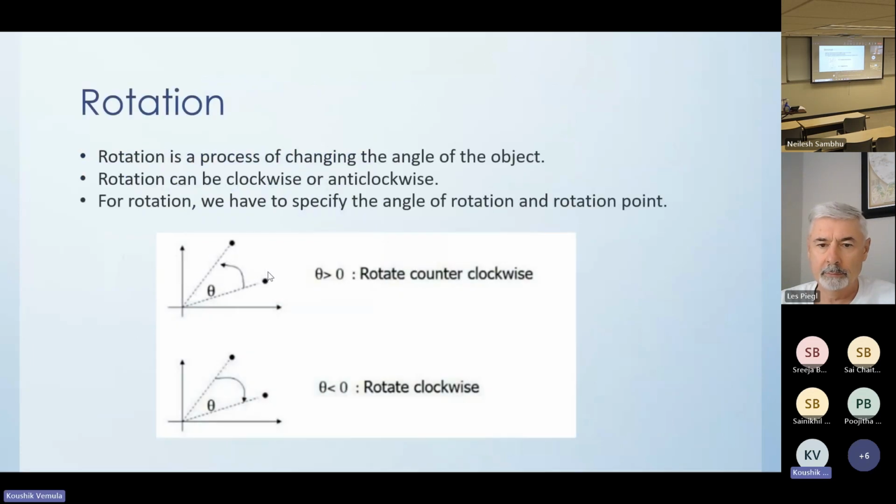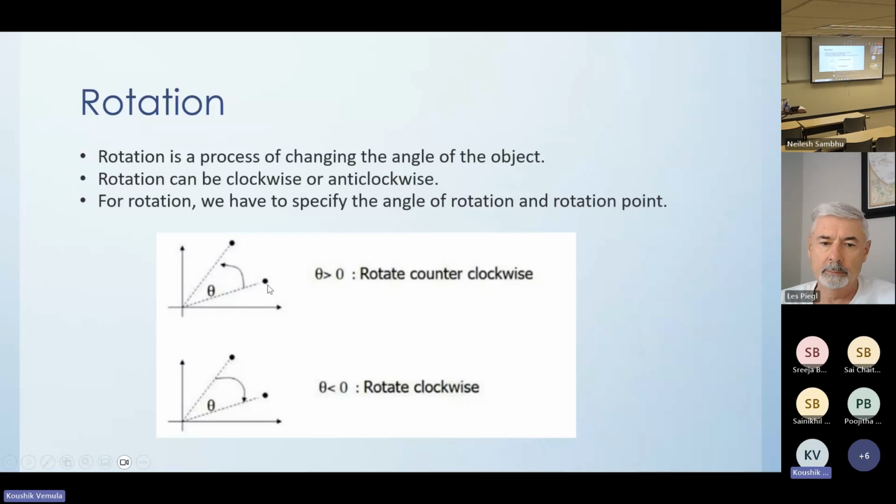Rotation is another kind of transformation available for the user. Rotation is basically changing the angle of the object with respect to a point of rotation. When performing a rotation, we need to specify the angle of rotation, that is, how many degrees we are trying to rotate, and we also need to mention the rotation point. We also need to mention whether we want to rotate in a clockwise or anti-clockwise direction.